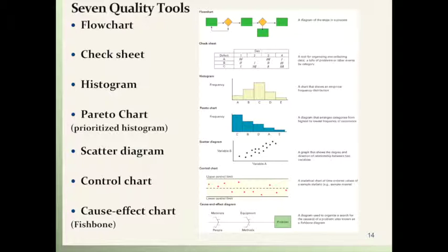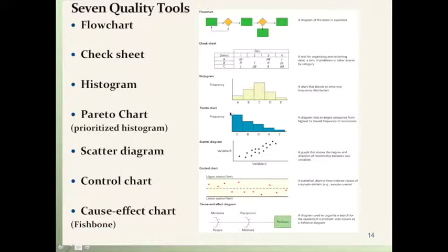One is a histogram. You take this data. So here's defect A, and you add all of this up. Defect B, defect C, defect E, and you can create this histogram of how often these defects happen. Now, the next thing is a Pareto chart. And this is the Pareto chart.